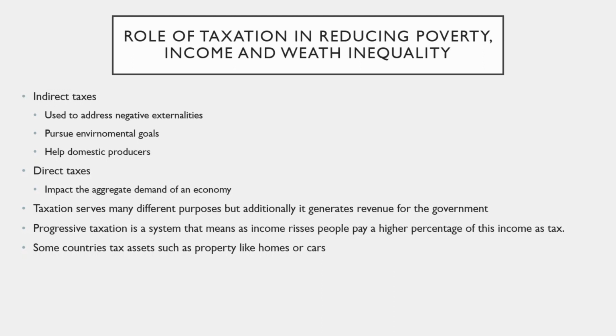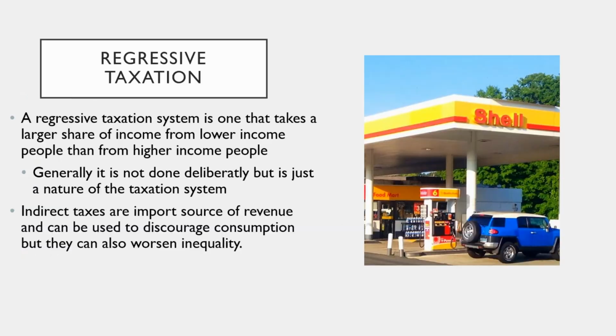Progressive taxation is a system that means as income rises, people pay a higher percentage of their income in tax. Some countries also tax assets such as property like homes and cars. A regressive taxation system is one that takes a larger share of income from lower income people than from higher income people. It's generally not done deliberately, but is just the nature of that taxation system. You see this a lot in indirect taxation, when you're taxing goods that poorer people use.